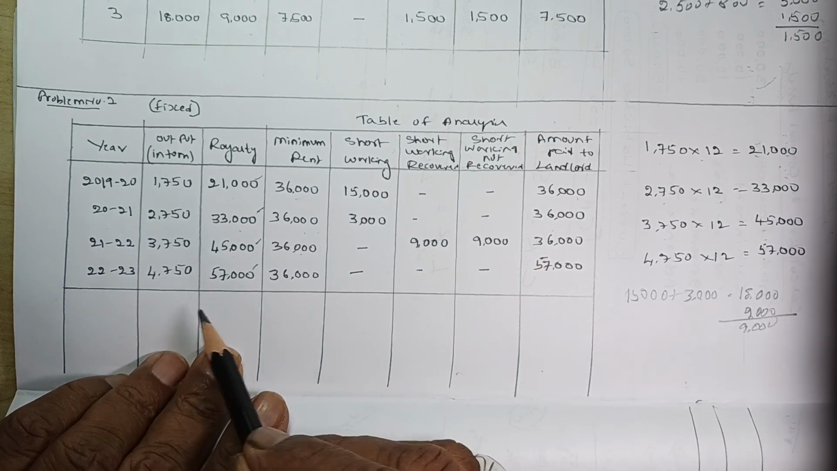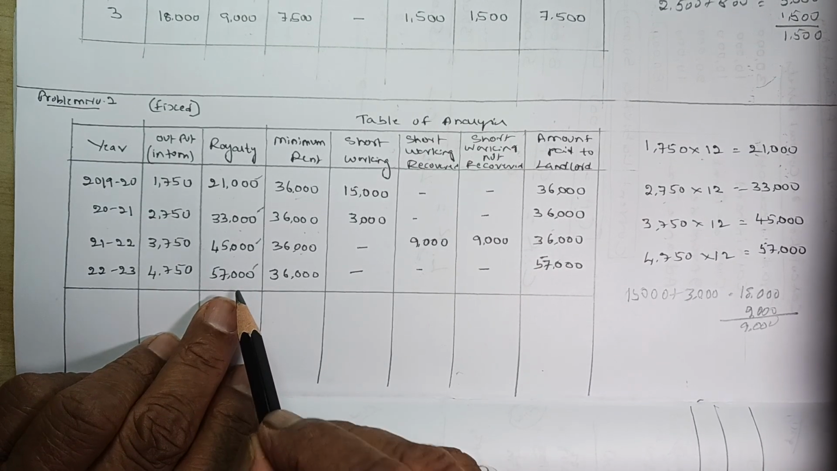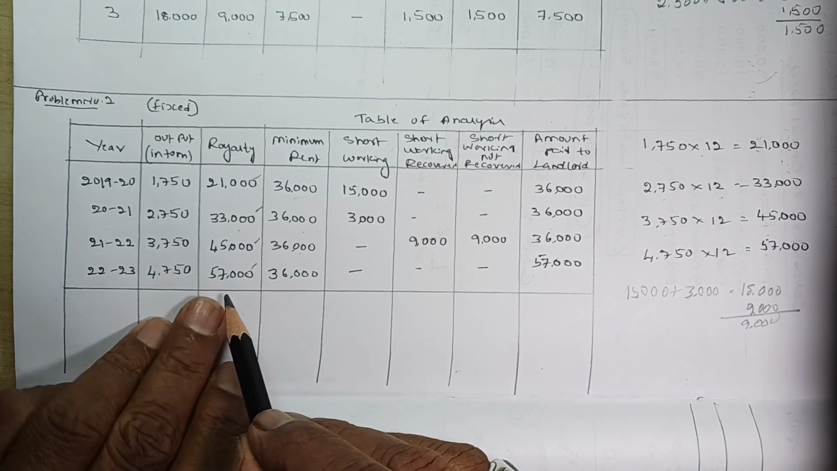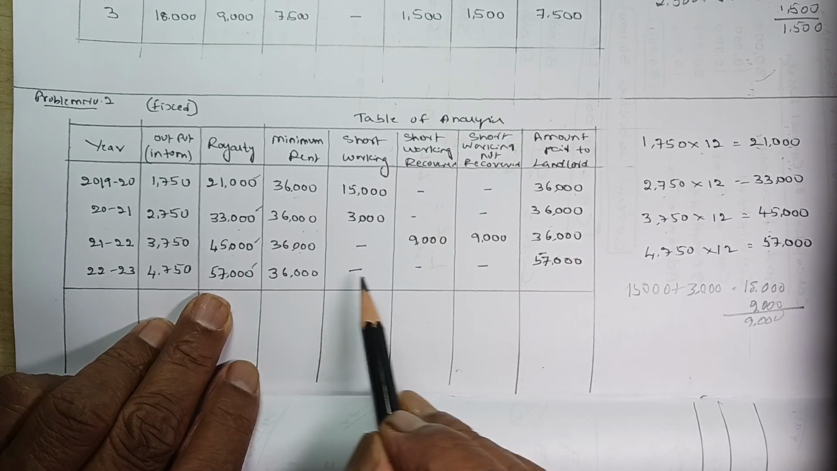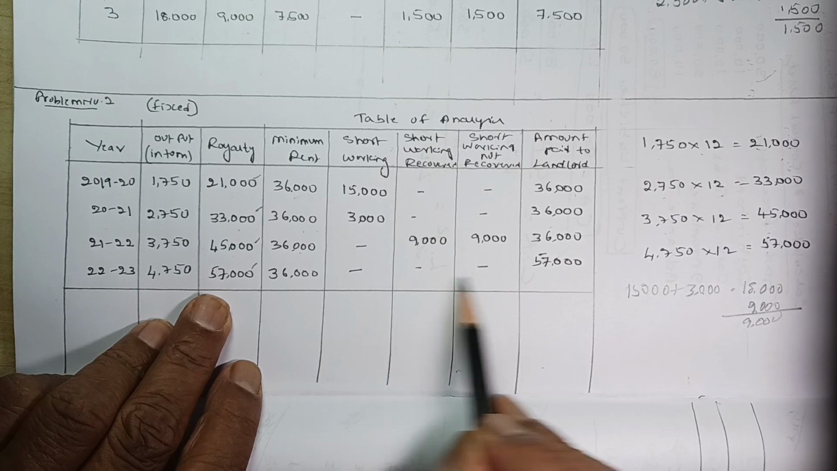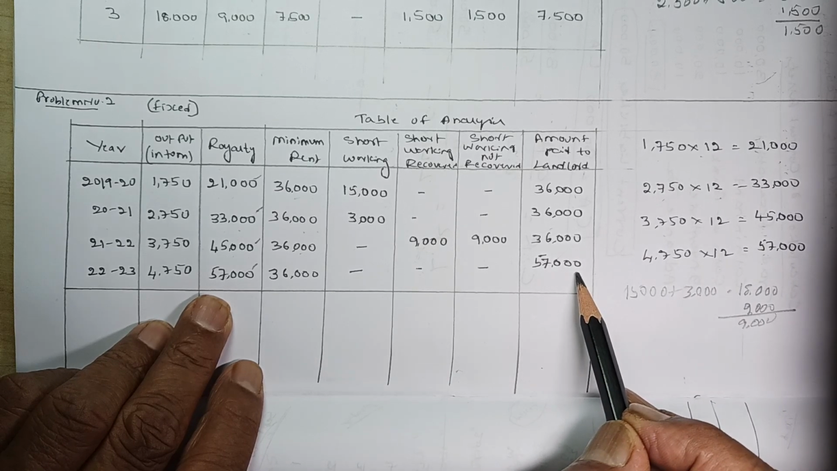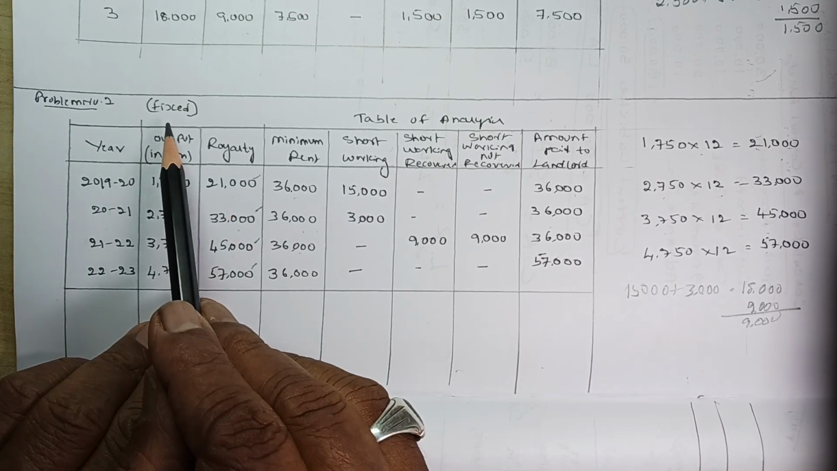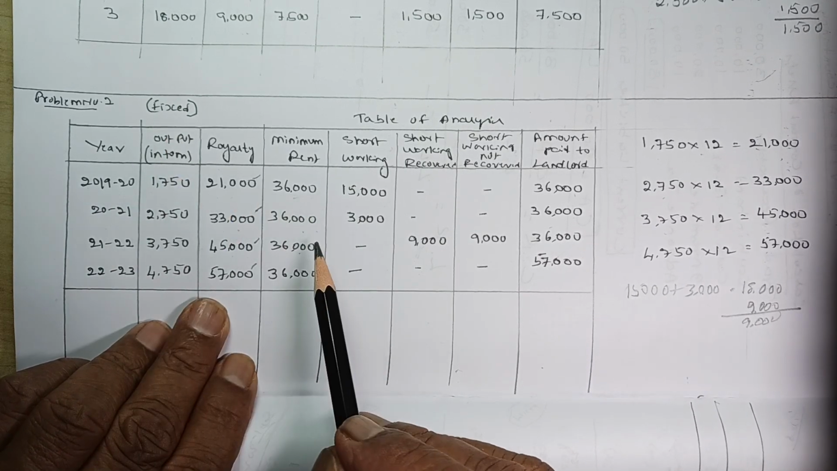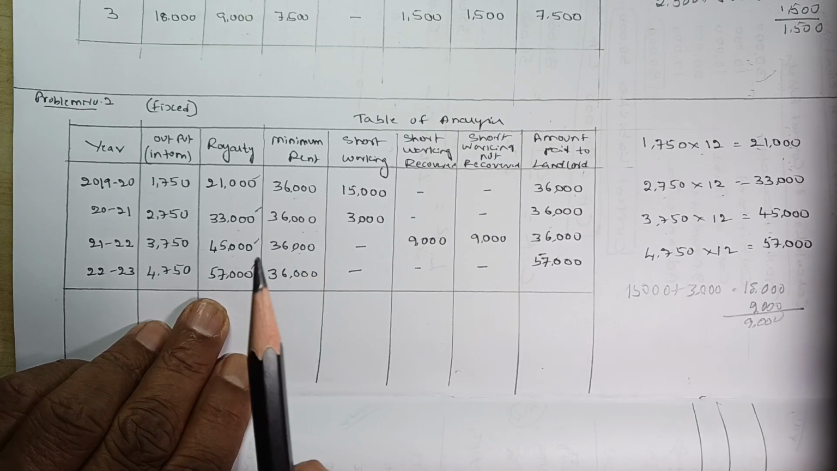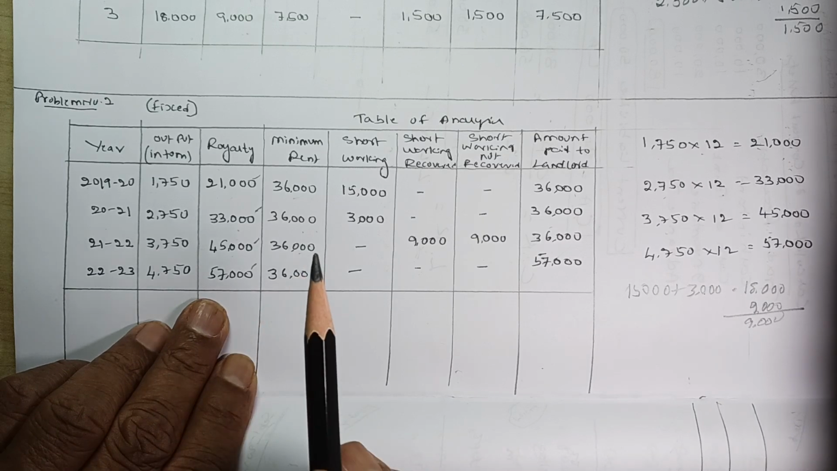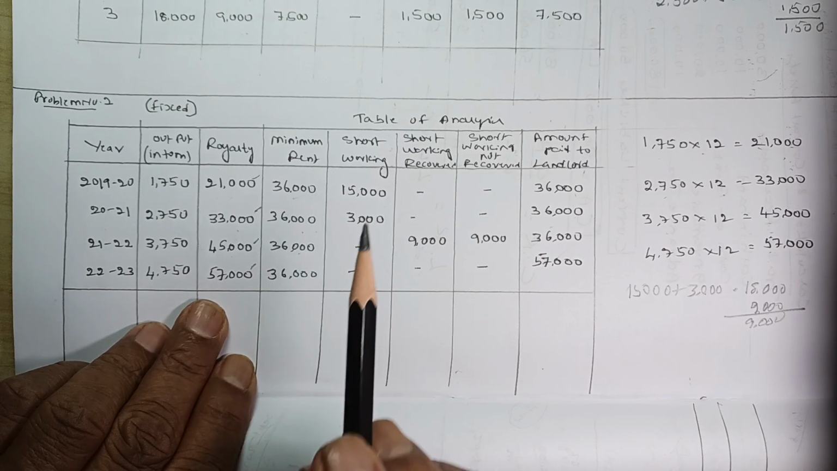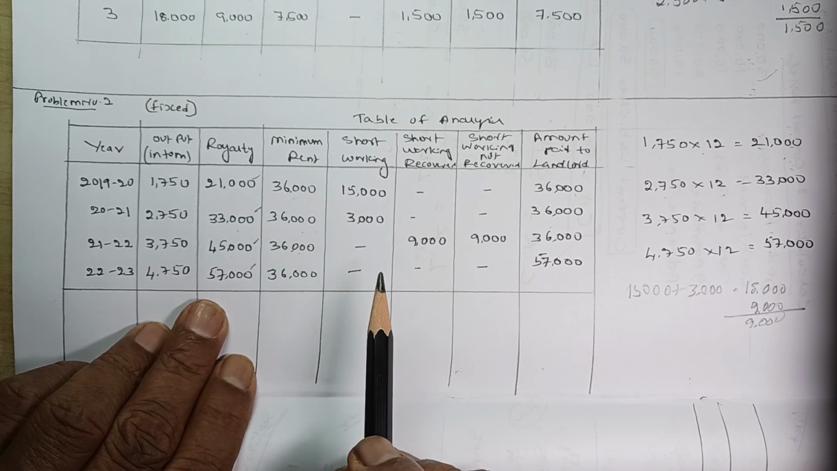Whereas fourth year, 57,000 is royalty. You need not worry about the minimum rent now. Royalty is how much? 57,000. You just put nil in all these 3 columns. You have to pay to the landlord how much actually? 57,000. Once again, this problem is under which method? Fixed, because it is first 3 years. I told you we will work out 3 problems in this particular video on fixed, but actually short working recouped, right?